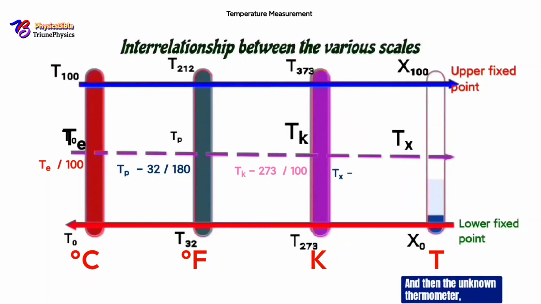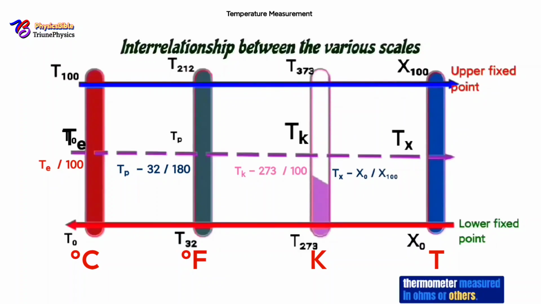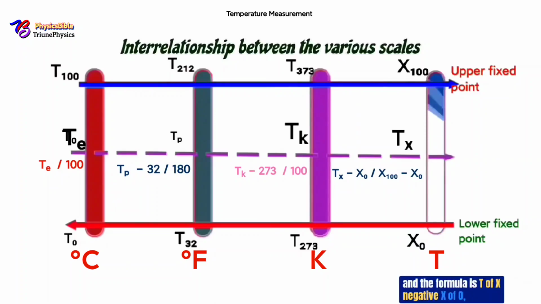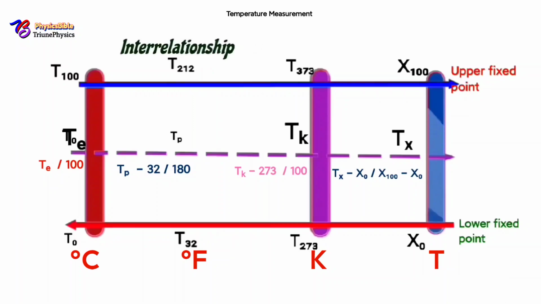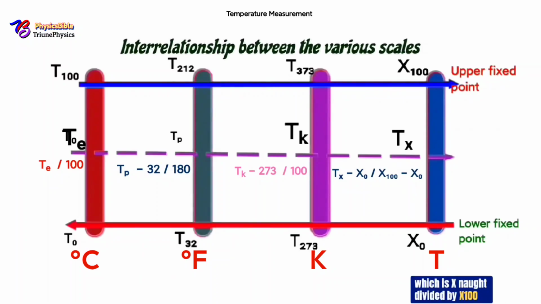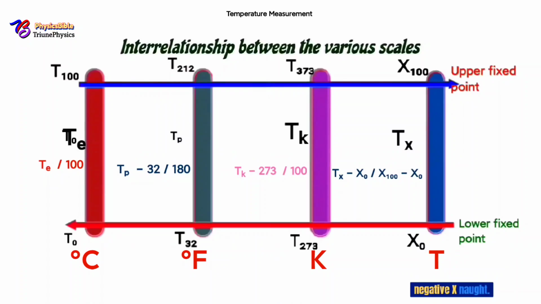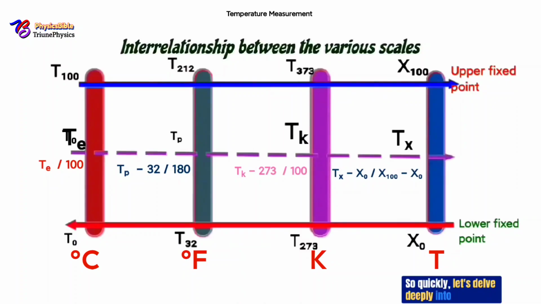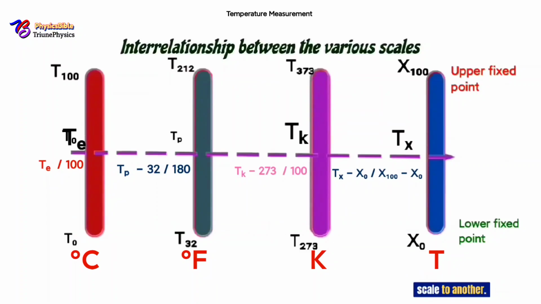And then the unknown thermometer, let's assume a resistance thermometer measured in ohms or others. It is known as T of X, and the formula is X of T negative X of 0, which is X naught, divided by X of 100 negative X naught. It gave us equation 4. So quickly, let's delve deeply into the interrelationship between the various scales. It means the conversion from one scale to another.